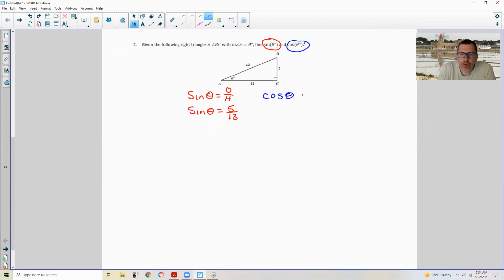So this is just a review from last year. And cosine is adjacent over hypotenuse. So the cosine of theta is just the trig ratio of the adjacent 12 over the hypotenuse, which is still 13. So there's the sine of theta, there's the cosine of theta.